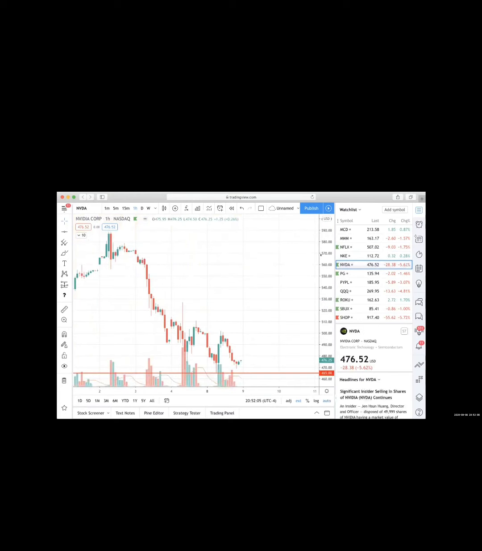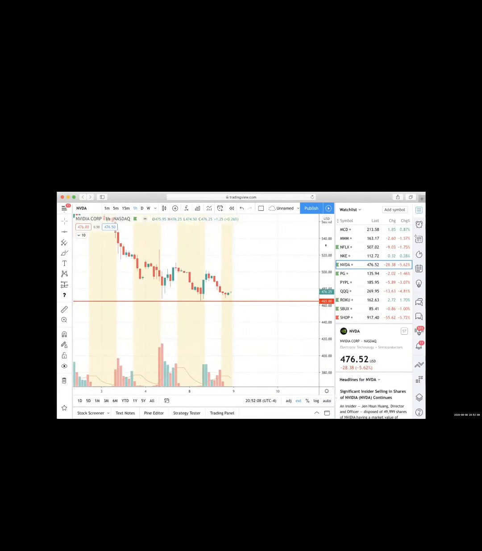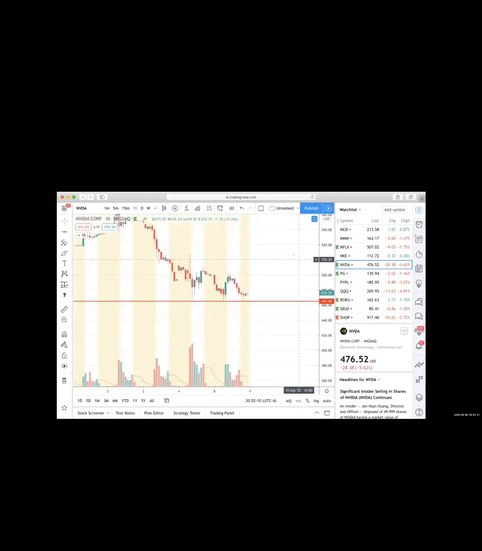And last but not least, NVIDIA. I love NVIDIA. NVIDIA is one of my favorite stocks to trade.